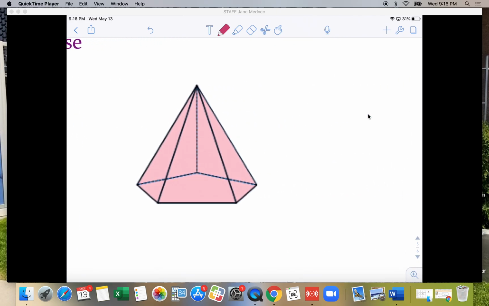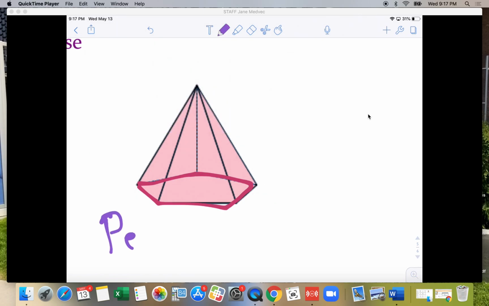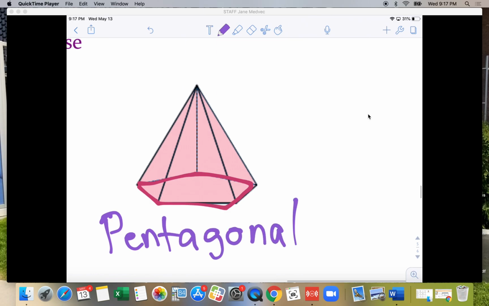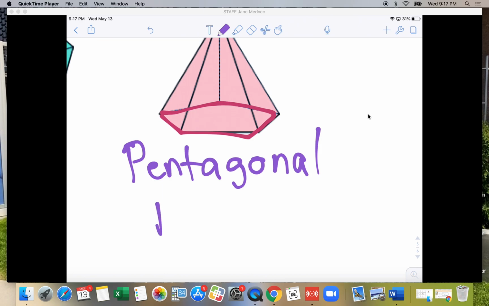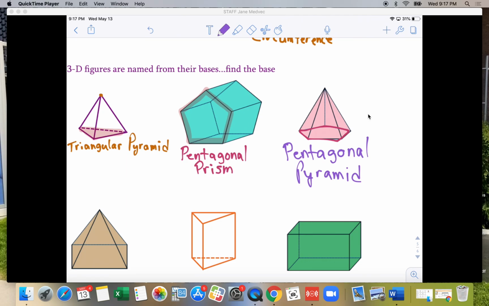And let's take a look at this. You're going to notice that the sides are triangles, and if you look at this piece right here, that actually tells the base. So this one is a pentagonal pyramid. It's a pyramid because the sides are triangles and then the bottom is a different shape. In the past one, it was a triangle. Notice the first one was a triangle, but this one's actually a pentagon.